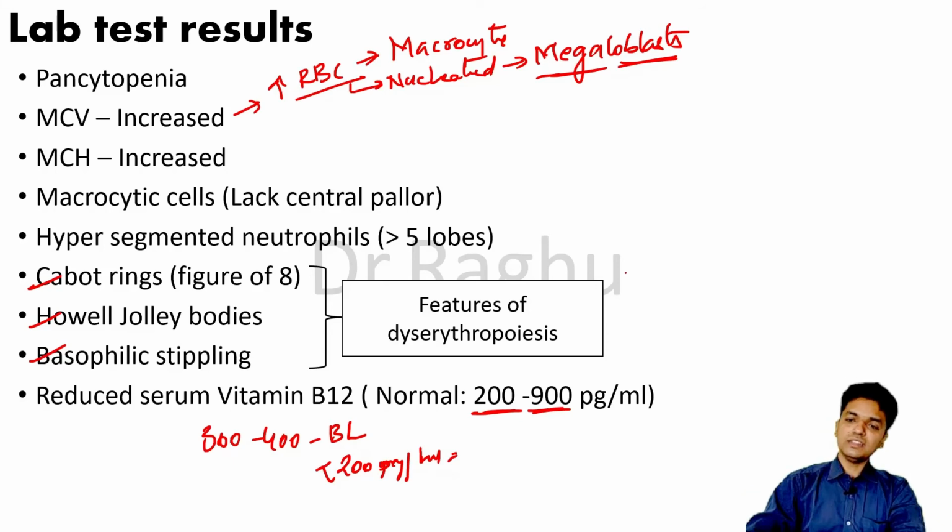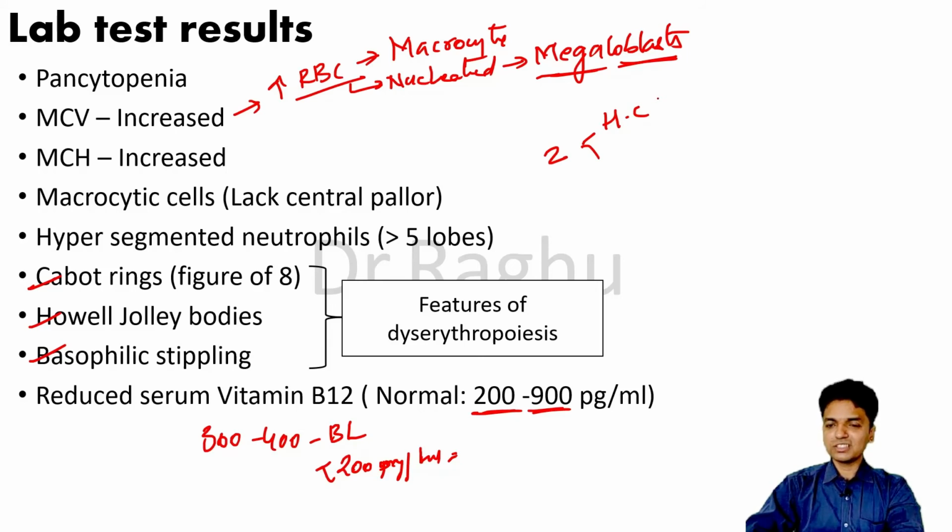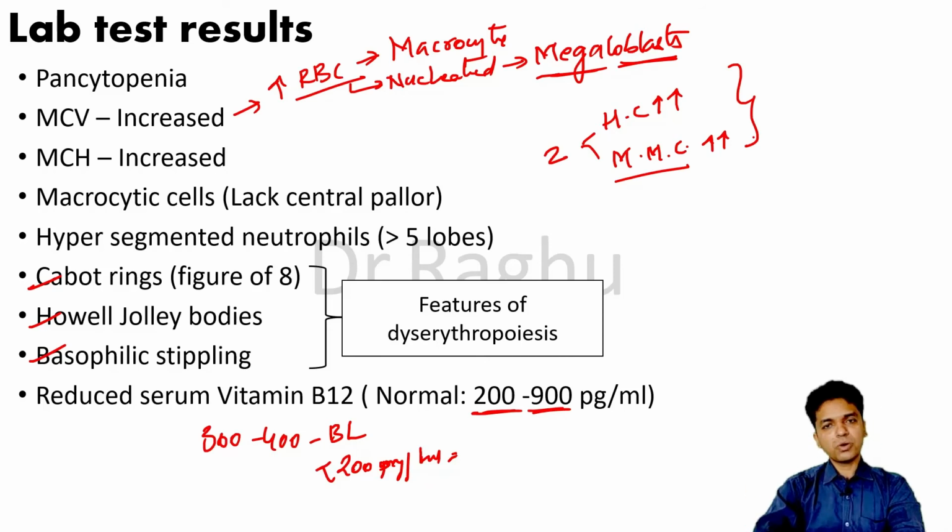Apart from these, nowadays we can also do two important tests. One is we can estimate the levels of homocysteine. As I have told you, homocysteine to methionine conversion doesn't take place, so homocysteine levels will usually be increased. Second, we can also estimate the levels of methylmalonyl CoA. Even these levels will be increased. So both these tests are very sensitive tests which can identify vitamin B12 deficiency, homocysteinemia, and excessive amounts of methylmalonyl CoA. Okay, so these are the laboratory test results.